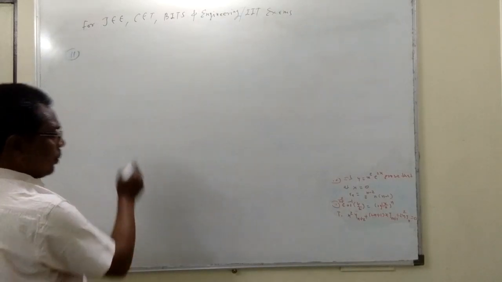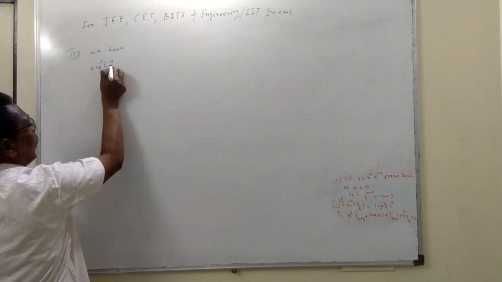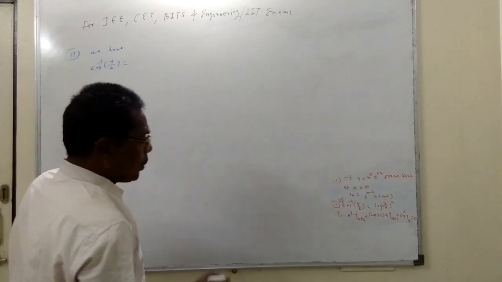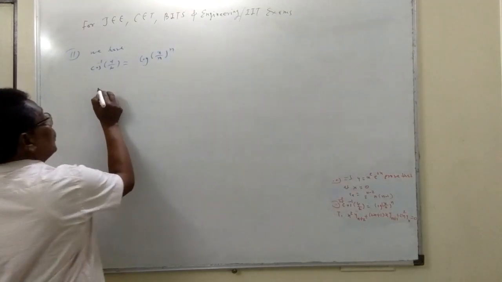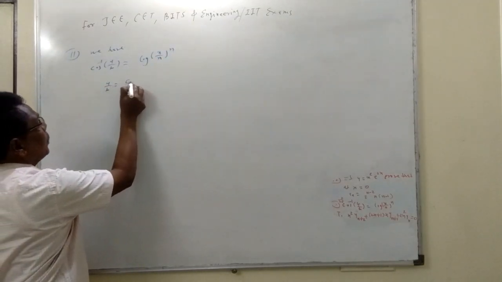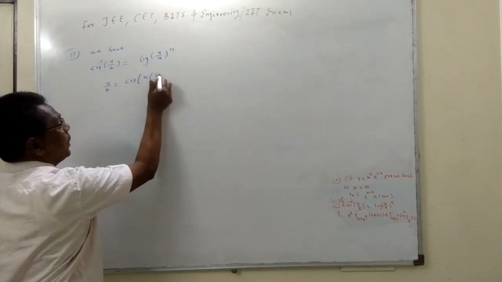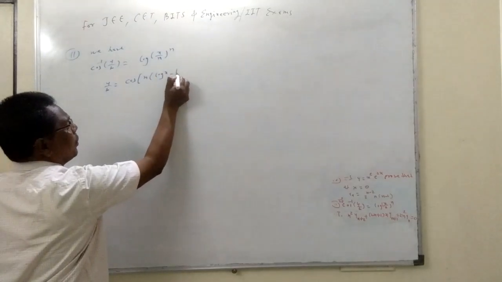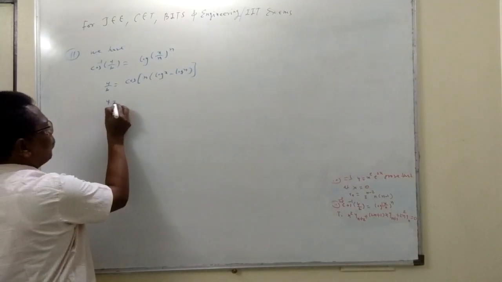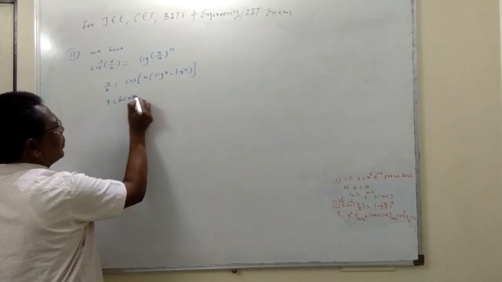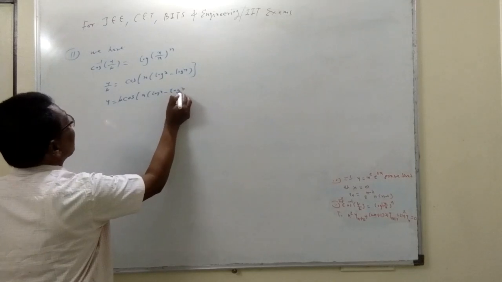So the 11th example. We have cos inverse of y upon b is equal to log x upon n raised to n. So y upon b is equal to cos of n into bracket log x minus log n, using the formula log a raised to m. So y is equal to the simplified function b into cos n log x minus log n.